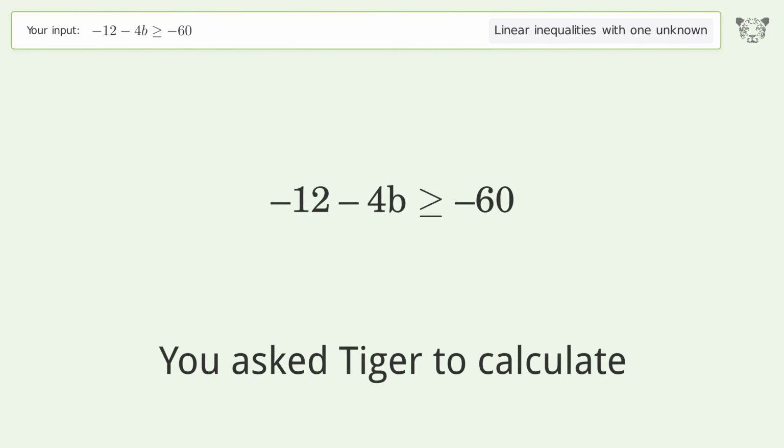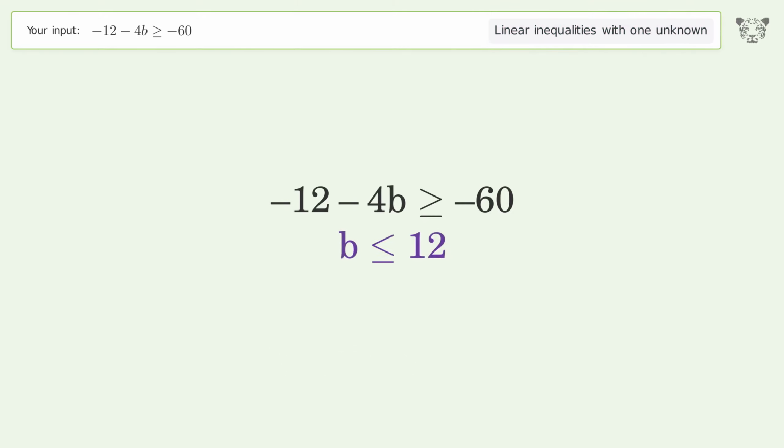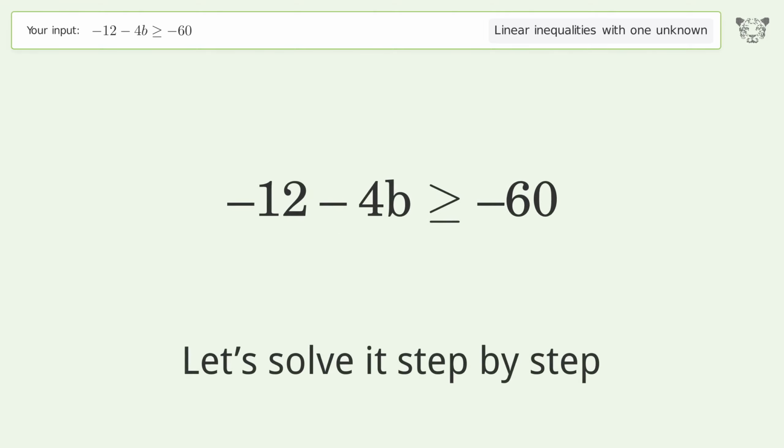You ask Tiger to calculate. This deals with linear inequalities with one unknown. The final result is b equal or smaller than 12. Let's solve it step by step.